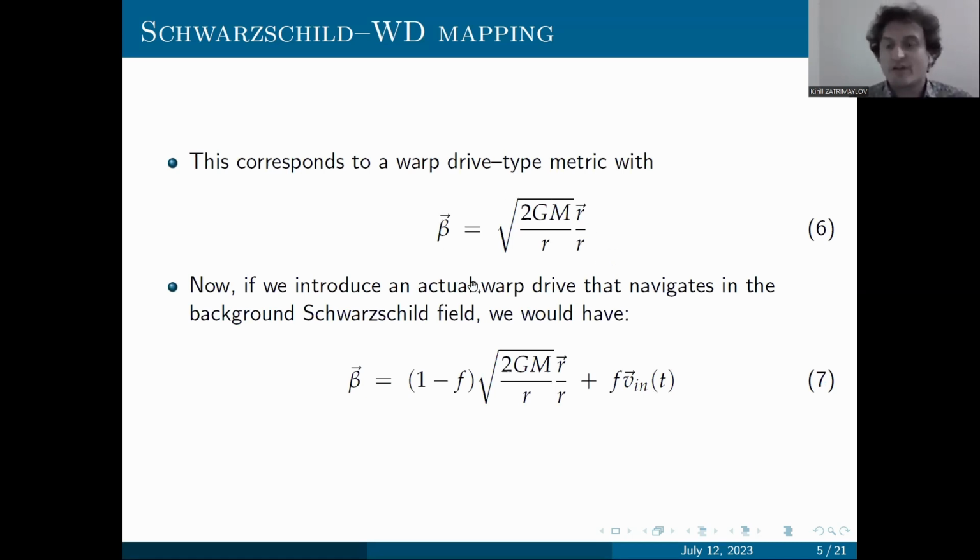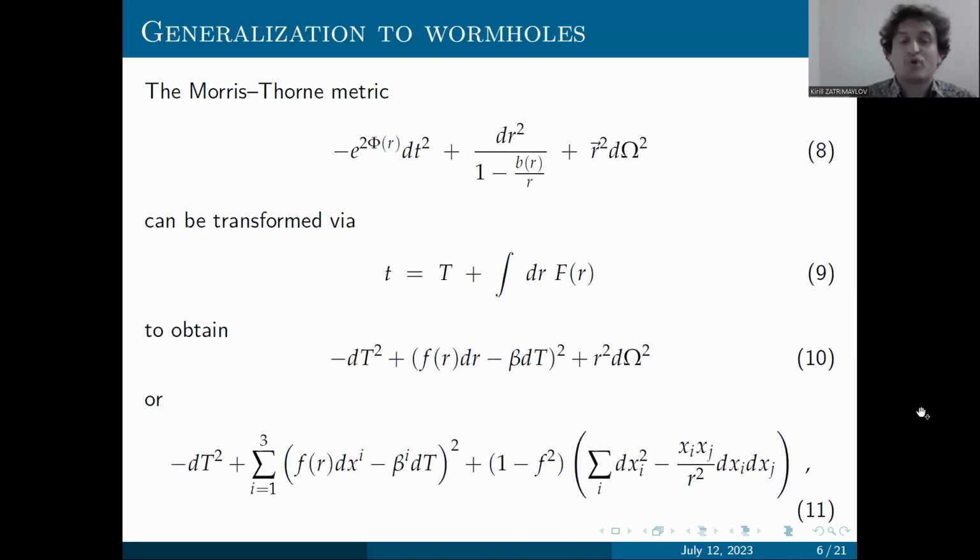Now we can embed an actual warp drive moving through a black hole, so we can substitute beta like this. But the problem is that a warp drive bubble would likely be destroyed by the Hawking radiation from the black hole. So in our own work, we generalize this result to the Morris-Thorne wormhole metric.